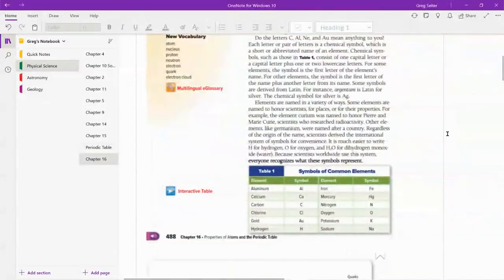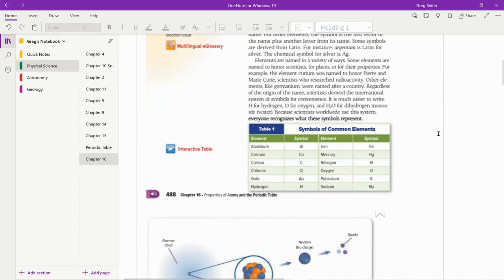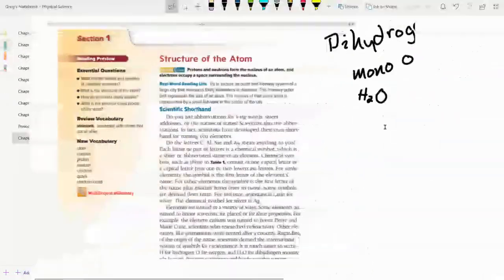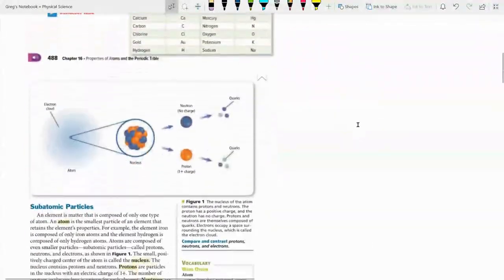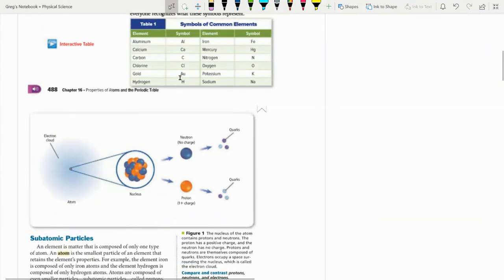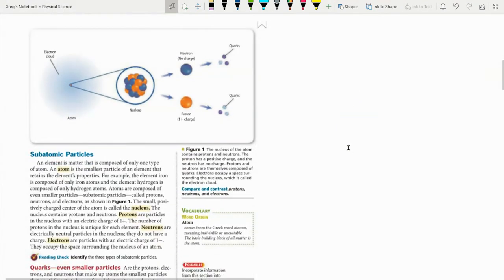All right. So we use this scientific shorthand just to make things easier for us when we go to write it down, okay? Now, here's the most common elements and their symbols. You should know those or look at them. I'm not going to make you memorize a periodic table. Don't worry. All right. Now, we have atoms, and atoms are the smallest particle.